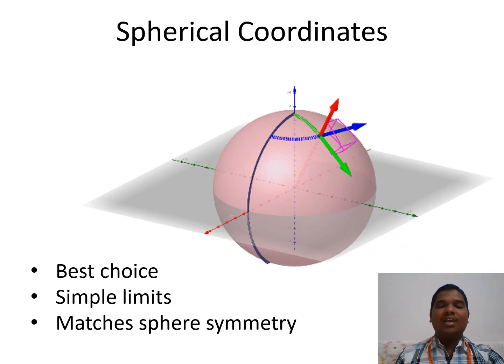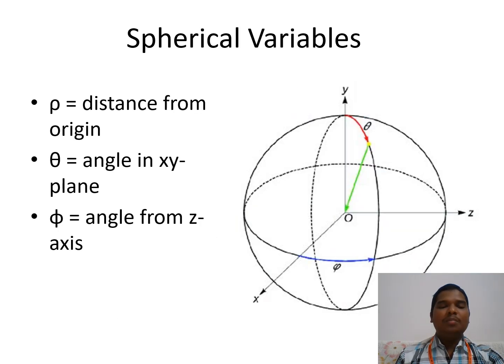Now, let us understand the variables used in spherical coordinates. In spherical coordinates, we use three main variables: rho, the distance from the origin; theta, the angle in the xy plane; and phi, the angle measured from the z-axis. These variables help us represent any point inside the sphere easily.